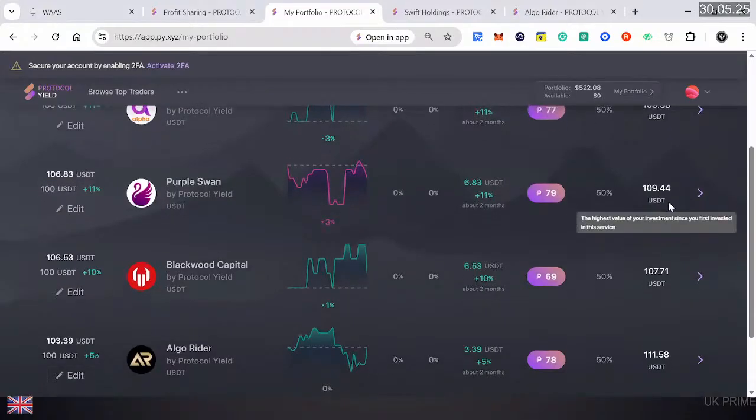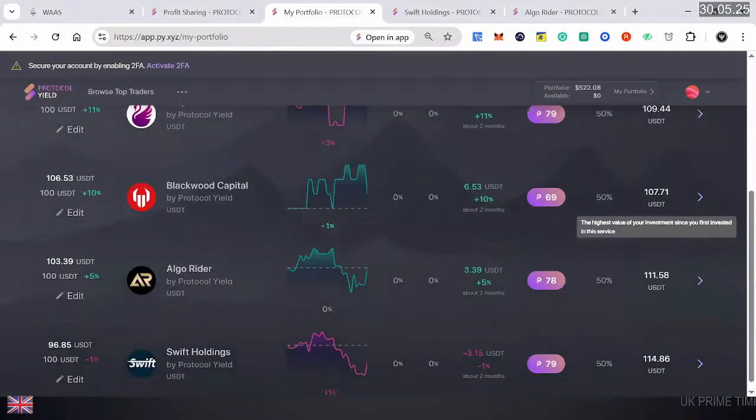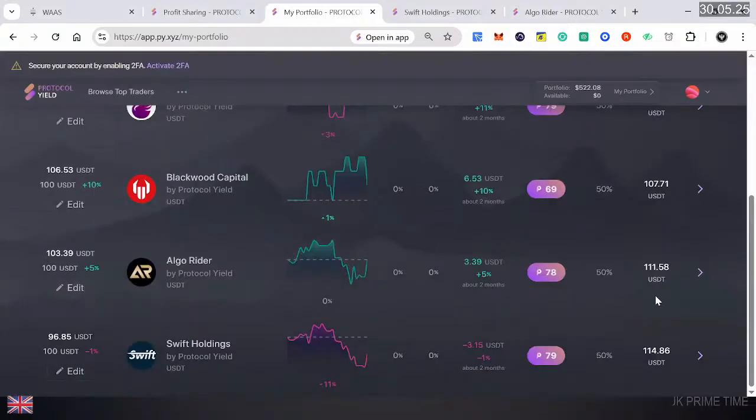106.83, HWM is 109. 106.53, HWM is 107. 103.39, 111. So right now, see this, from 100, it's 103, already in profit. So from 103 to 111, whatever the report will be, the balance would be, it will be our profit. I hope this makes sense to you all.